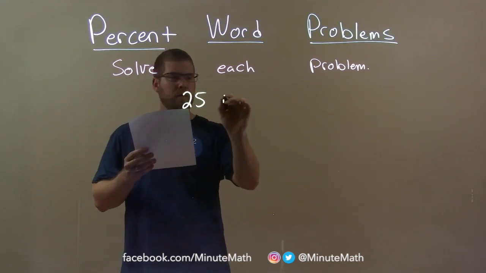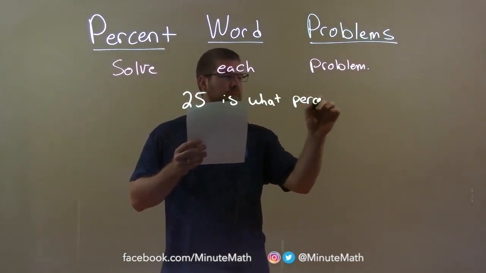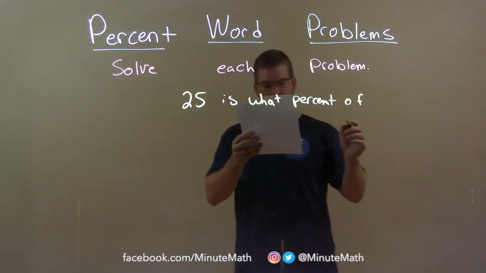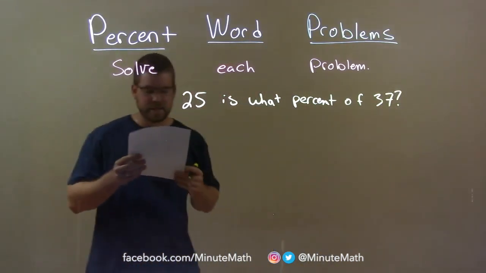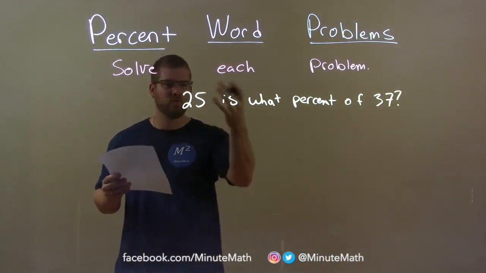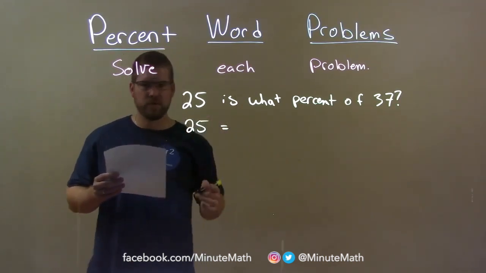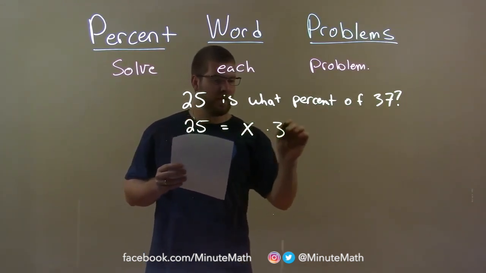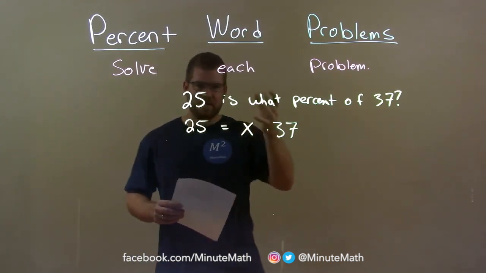25 is what percent of 37? So 25 is what percent of 37? All right, let's write this as an equation. 25 is equal to what percent, x, of, multiplied by 37. All right, now we just have to solve for x, and remember x is a percent here.